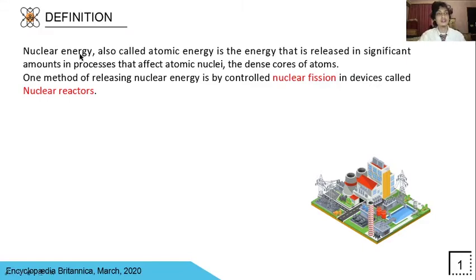Before talking about nuclear energy and nuclear reactors, we should know what these both mean in definition. Nuclear energy, also called atomic energy, is the energy that is released in significant amounts in processes that affect atomic nuclei, the dense core of atoms. One method of releasing nuclear energy is by controlling nuclear fission in devices called nuclear reactors. Why are nuclear fission and nuclear reactors marked with red ink? Because they have a relation, which we can see in the next slide.